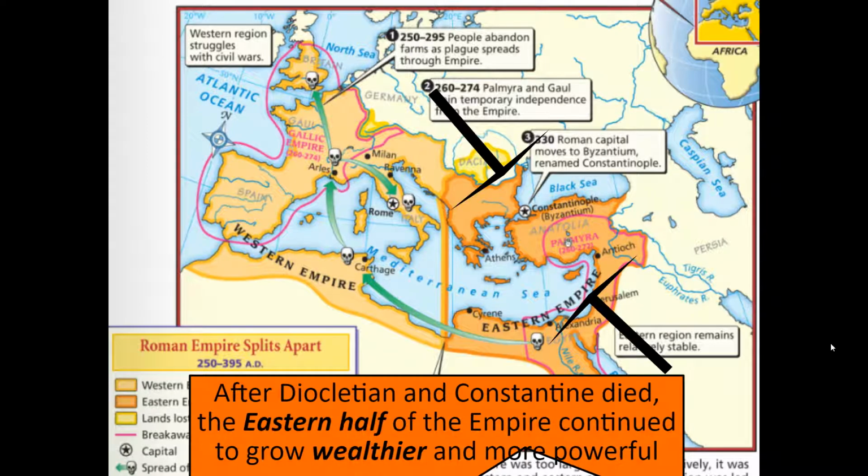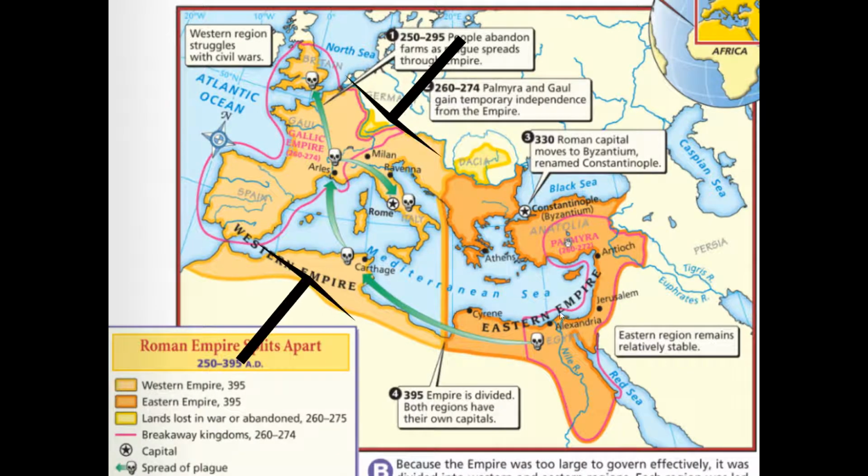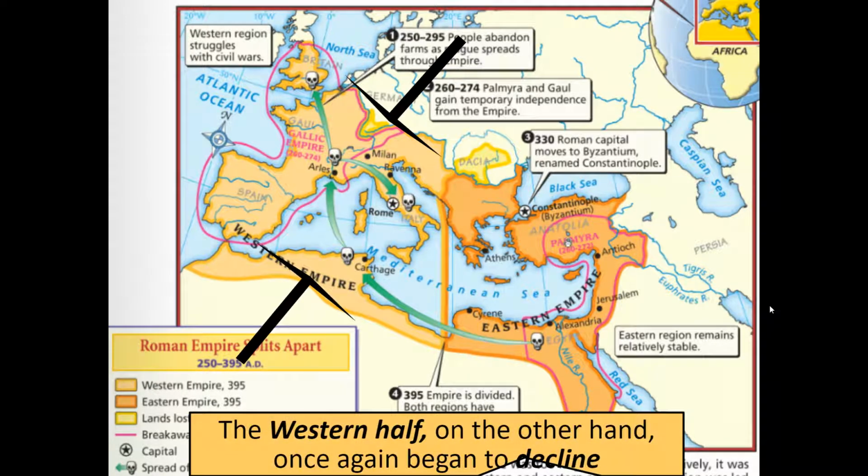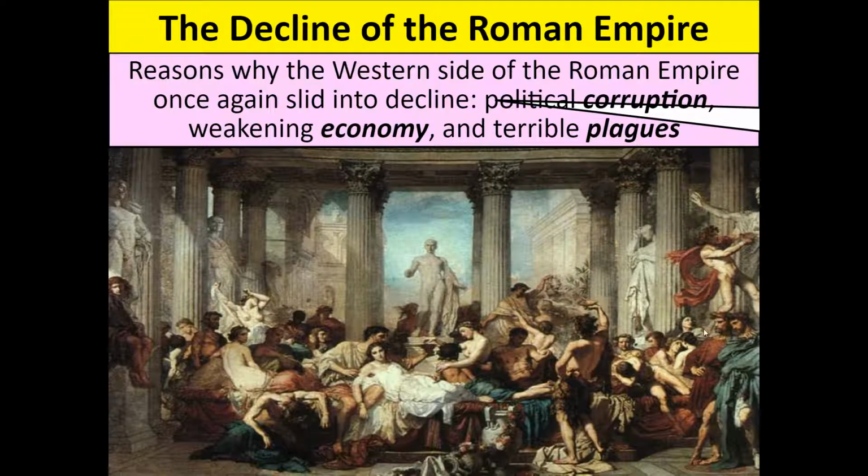So, after Diocletian and Constantine die, the eastern half of the empire continues to grow wealthier, continues to grow more powerful. The problem, of course, is the West. With all that focus on the East, the western half is going to decline. And there are a lot of reasons why the western side of the Roman Empire is once again sliding into decline.